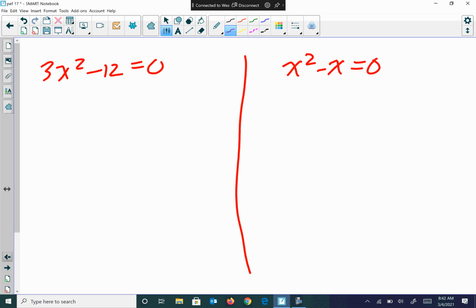This one has 2 terms. Is 3 a perfect square though? No. Is 12? No. Huh. Let's see. I know it's equal, so I have to set it equal. So I'm going to look for a greatest common factor here. I think 3 goes into both.